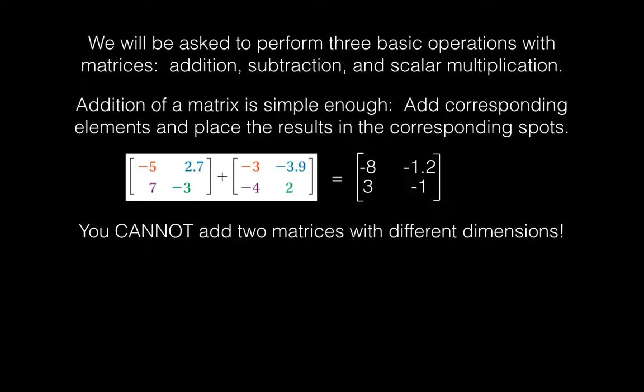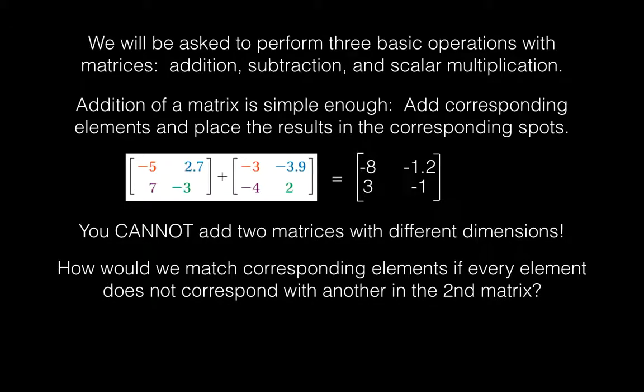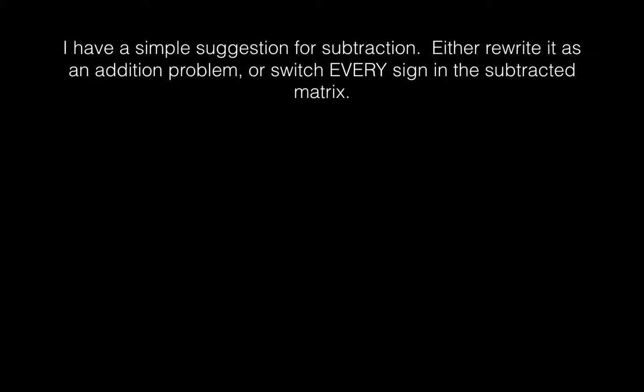The rule you have to understand is that you cannot add matrices with different dimensions, and that is because there is no way to match corresponding elements if there's an element in one matrix that doesn't have something to correspond with in the second matrix. So upper left has to have an upper left. Second row, third column, whatever, has to have something to match with, and so it has to be 2 matrices of the same dimensions, otherwise you cannot add them.